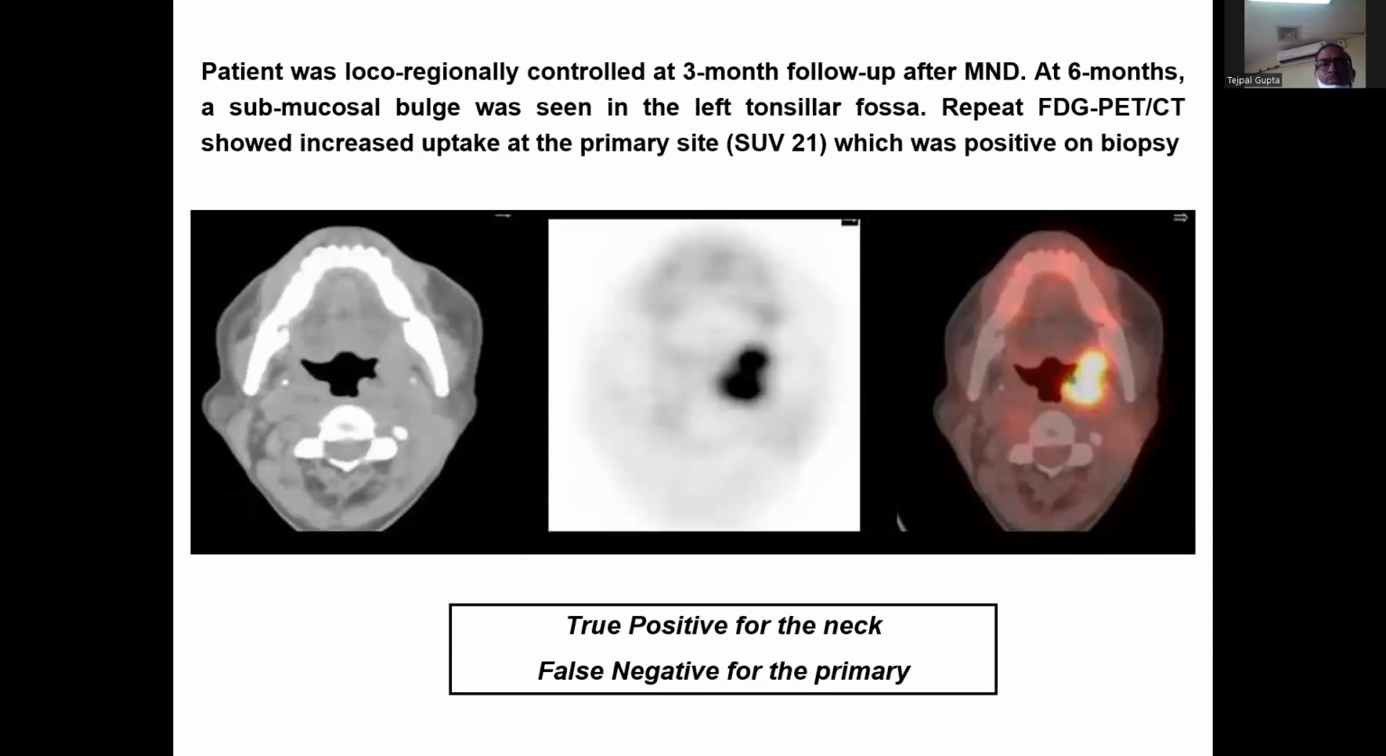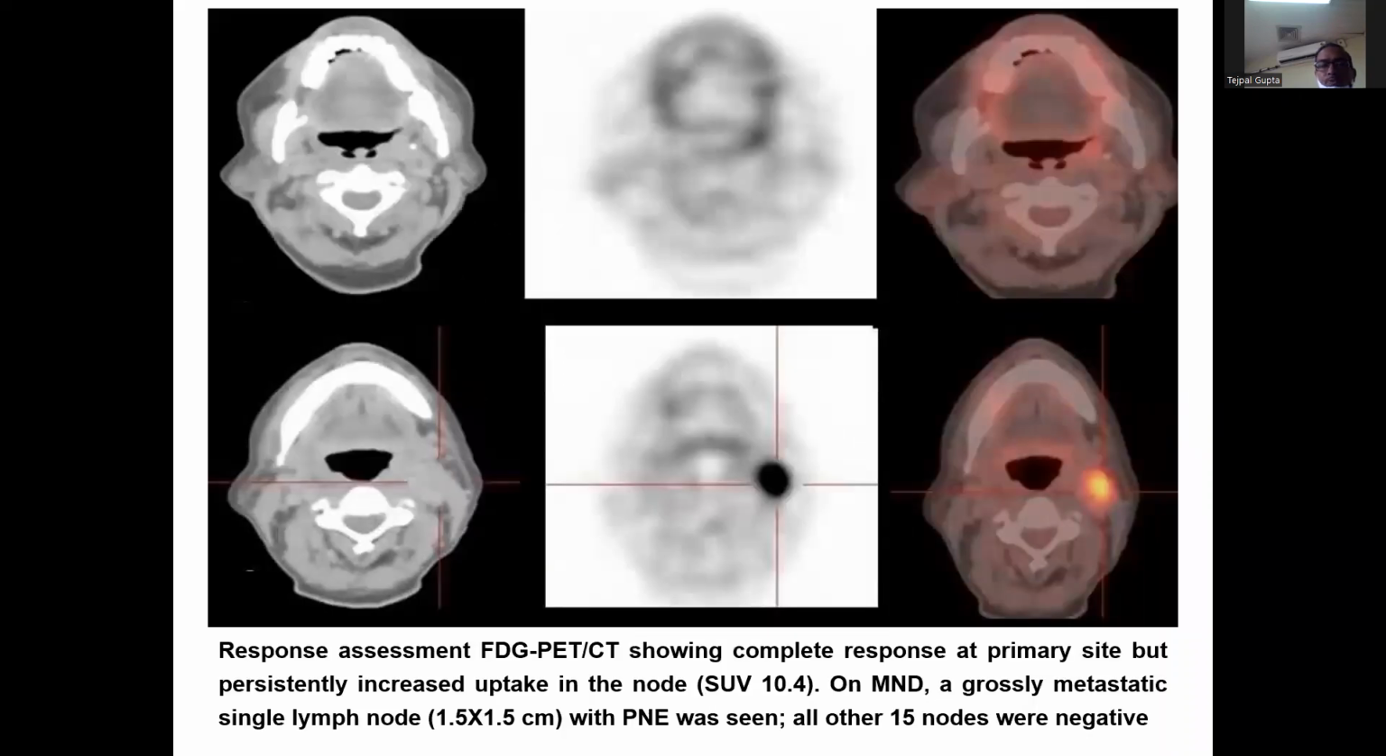Around 6 months later, this patient had a submucosal bulge seen in the left tonsillar fossa. Repeat FDG PET showed uptake at the primary, which was positive on biopsy. So if we now look at the first response assessment scan of this patient, it was true positive for the neck, because the neck was showing a residual node, and on neck dissection there was viable disease with extranodal extension.